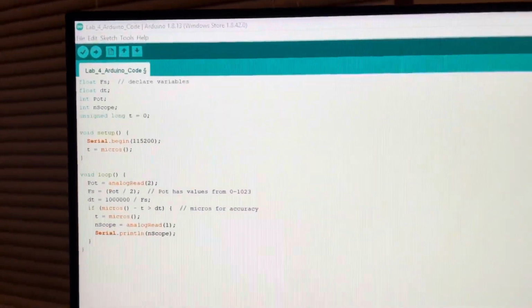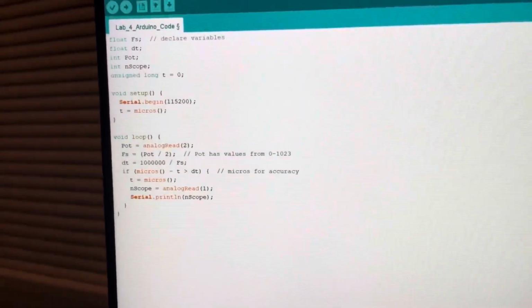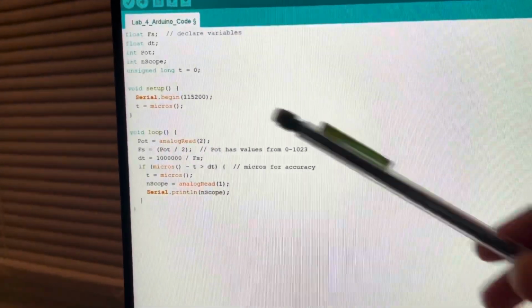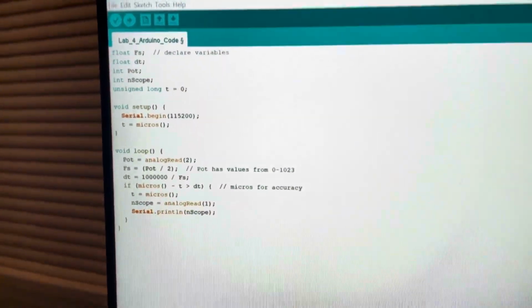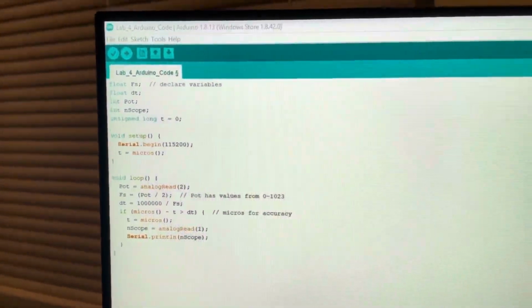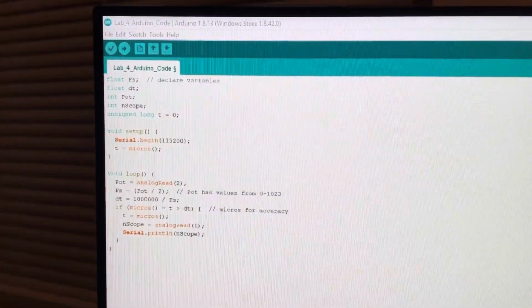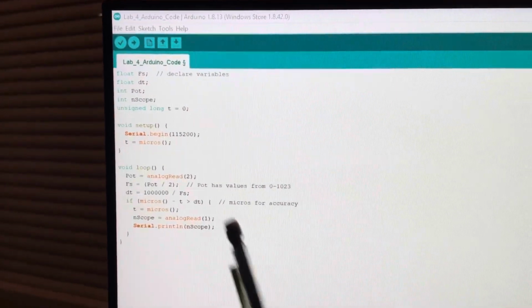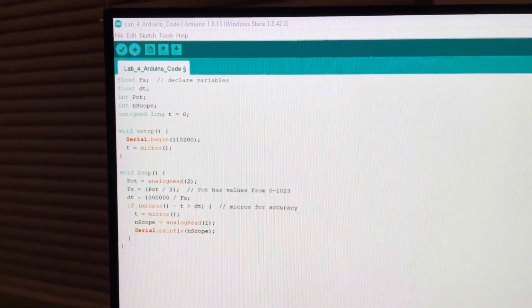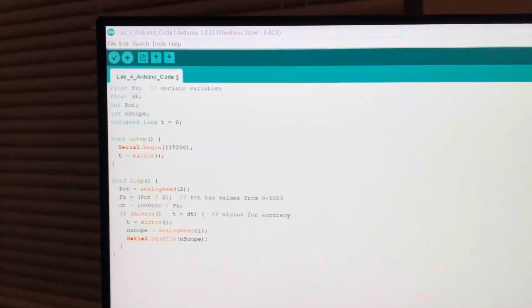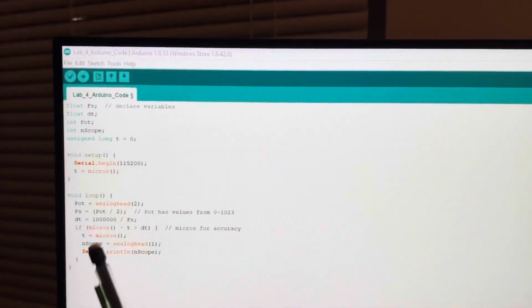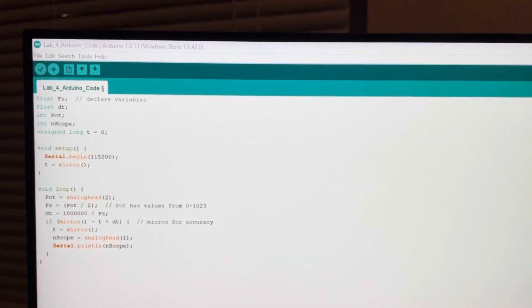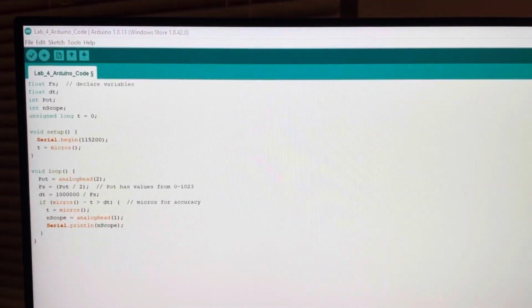Here's the Lab 4 Arduino sketch. The highlights are putting the serial begin value to this specific number because this is what the VSA software requires. Also saying that the potentiometer is hooked up to pin A2 and the end scope is hooked up to pin A1. And also I decided to use microseconds throughout the sketch because it's more accurate than using millis or some other delay command.